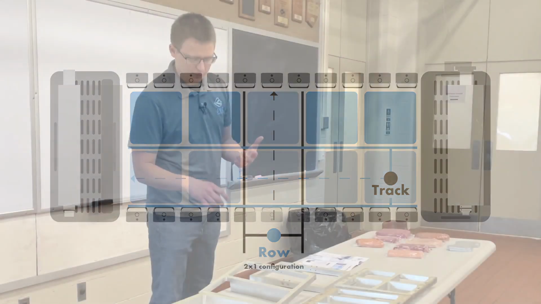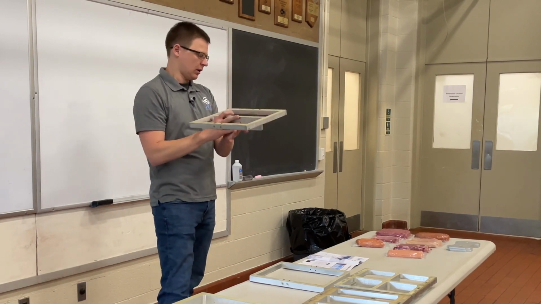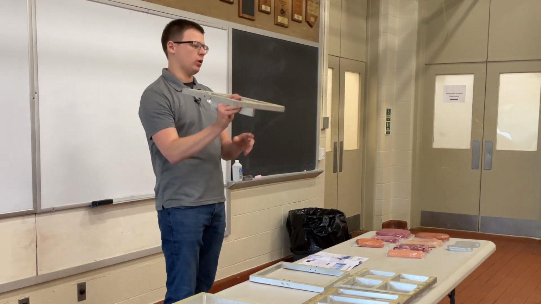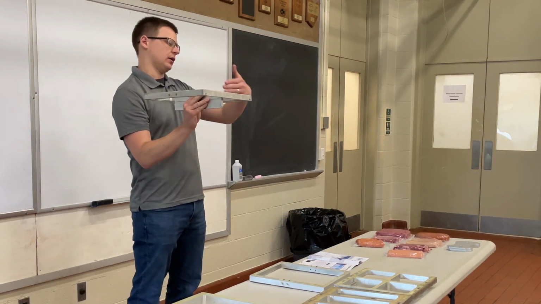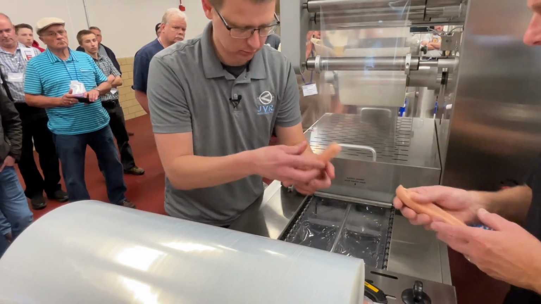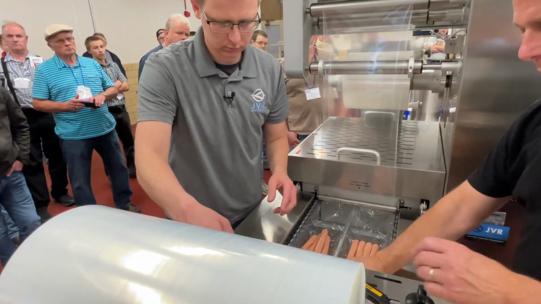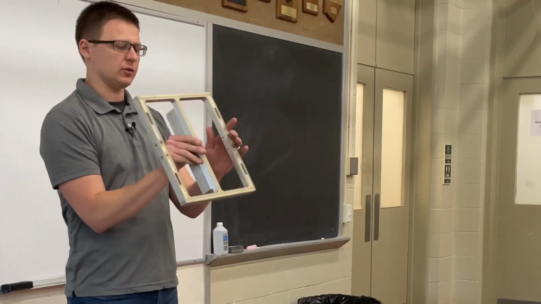So this, for example, is going in this direction on the machine. If you look at the diagram on there, this is a one track. So track is always talking about the tracking of the machine, so it's going from right to left. This is only split once. There's no center division here. So this is a one track, and then row is always talking front to back. So this is a two row.